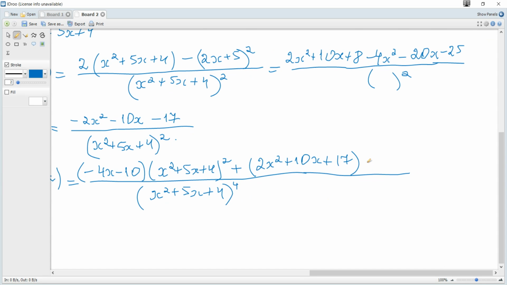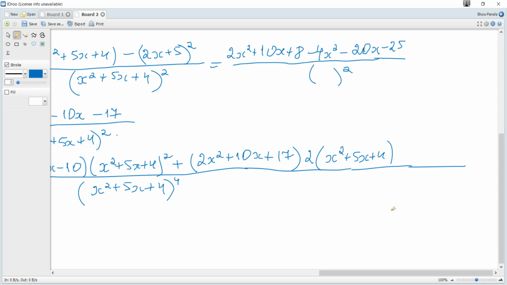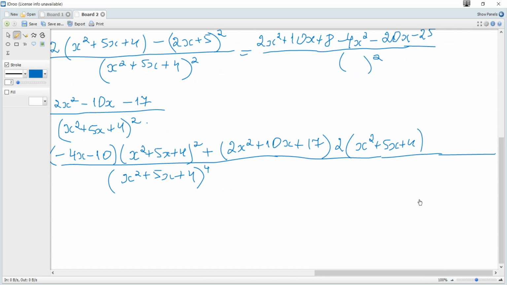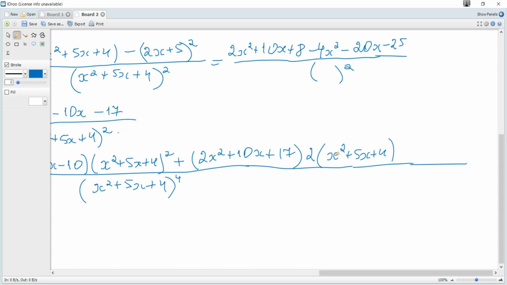Yes, and multiplied by the denominator's derivative, and it's this squared, and it's the chain rule. Something squared, it's 2 times something's derivative, so it becomes 2 times x squared plus 5x plus 4 and multiplied by what? The derivative of x squared plus 5x plus 4, which is what? 2x plus 5.